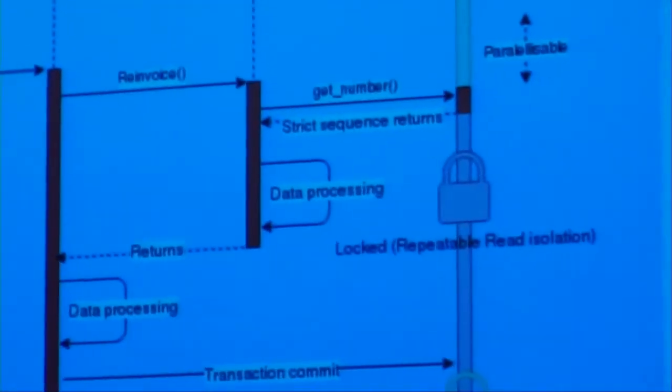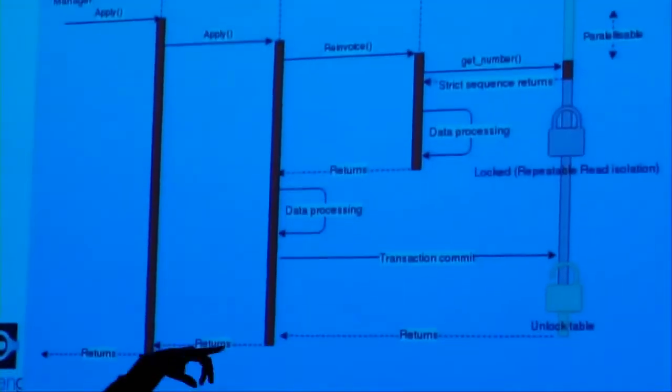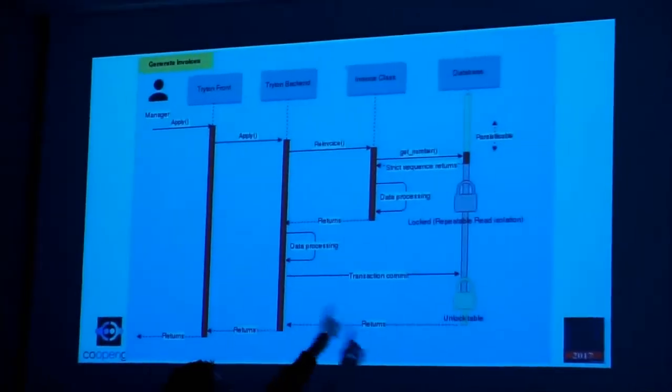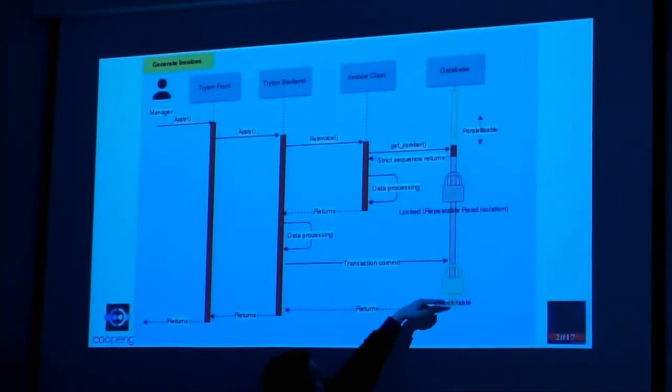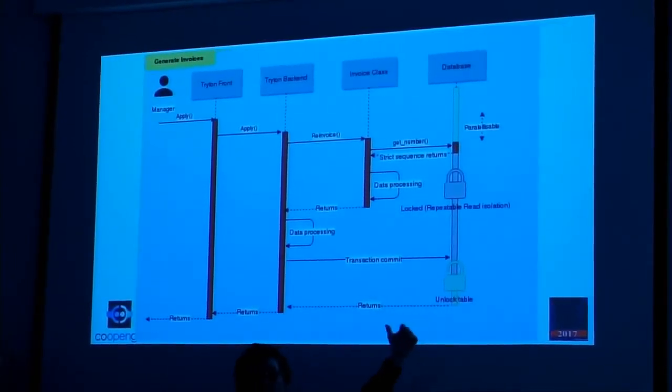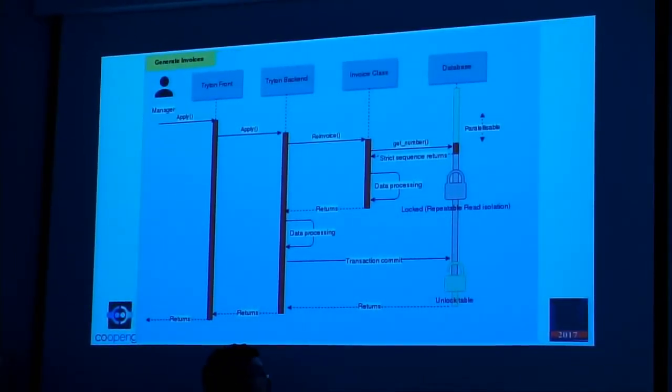You can have several users doing the same job concurrently. And then once we have the number, it's returned. There is more data processing, and then the transaction is committed. So from here, another user can call set number and post invoices. So how did we try to improve this?